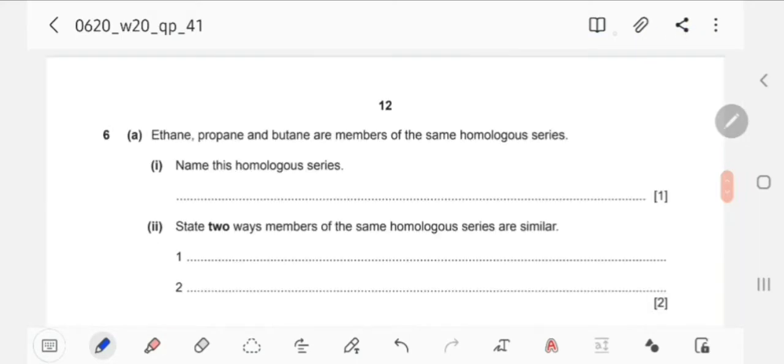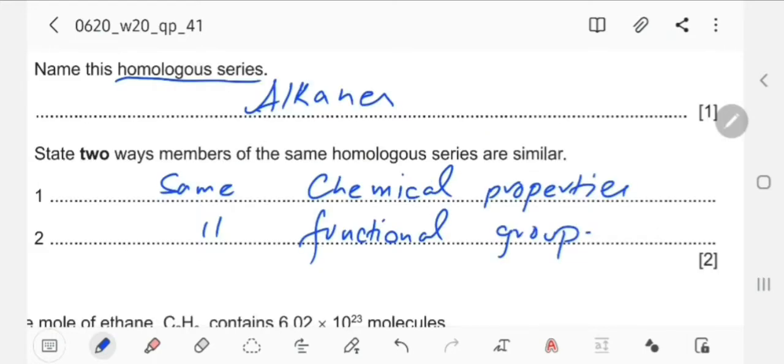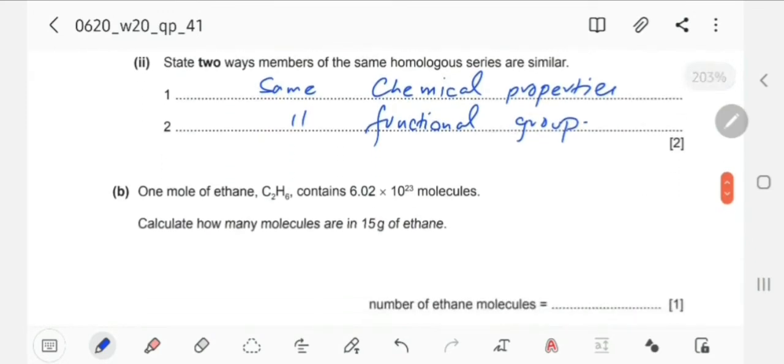Next question is about ethane, propane and butane, which are members of the same homologous series. Name this homologous series. Well, ethane, propane and butane are simply alkanes. State two ways members of the same homologous series are similar. So the first would be same chemical properties and same functional group, or you can also write same general formula.